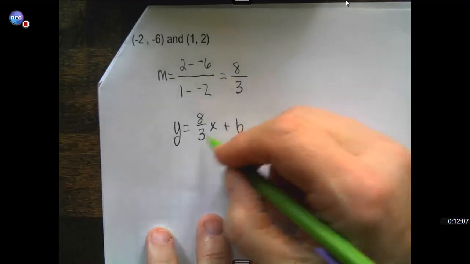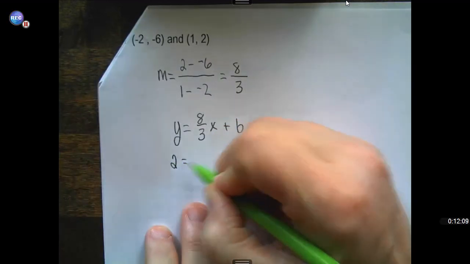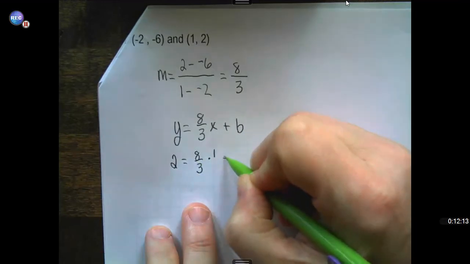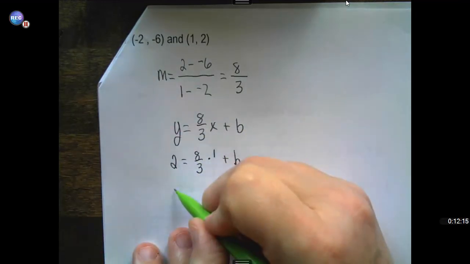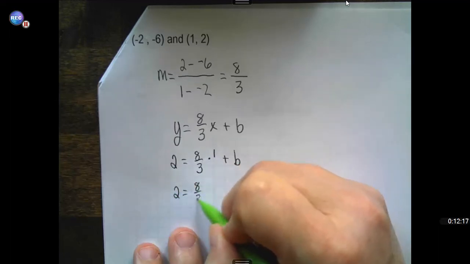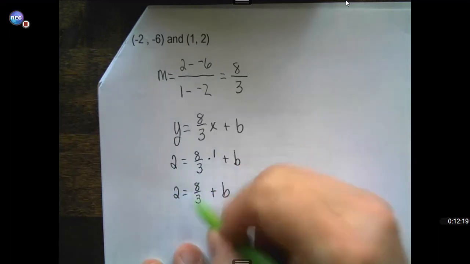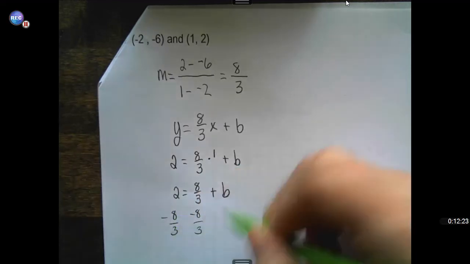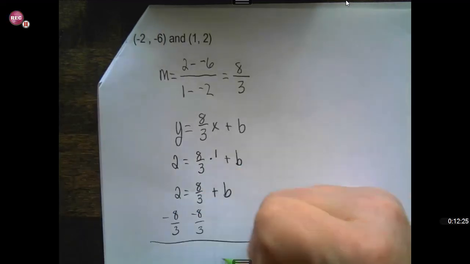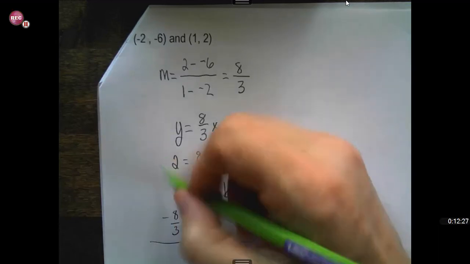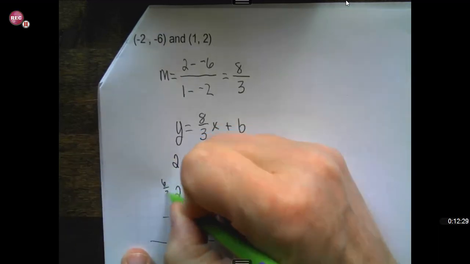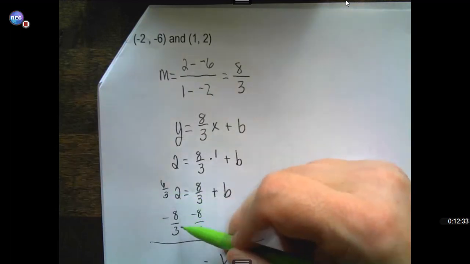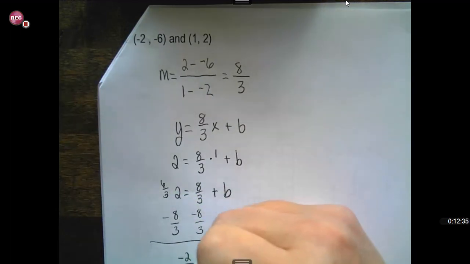So I'm going to plug in 2 for y. I'm going to plug in 1 for x. Okay, so I get 2 equals 8/3 plus b. And then I need to subtract 8/3 from both sides to solve for b. Okay, well, 2 is 6/3. And 6/3 minus 8/3 is negative 2/3.